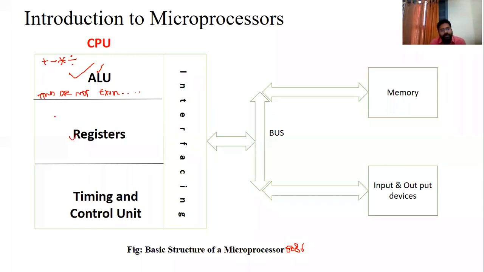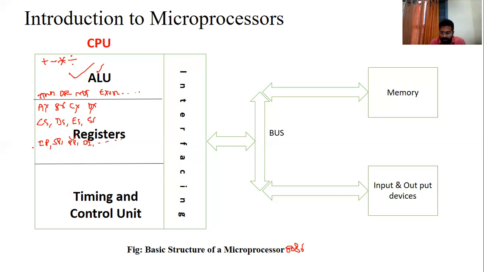We have different types of registers: AX, BX, CX, DX, the general purpose registers. Segment registers are there: code segment register, data segment register, extra segment register, and stack segment register. Then we have different types of pointers and index registers. What are they? Index pointer, stack pointer register, base pointer register, and so on, different types of registers are there.